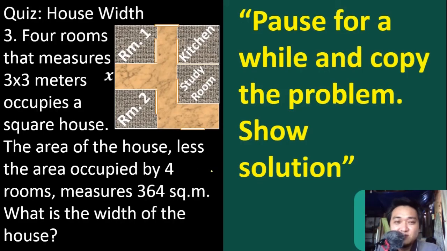For our third home quiz, you're given 4 rooms that measure 3 by 3 meters. Room 1, room 2, kitchen, and study room all have the same measures of 3 by 3 meters. So the 4 rooms that measure 3 by 3 meters occupy a square house. The area of the house less the area occupied by the 4 rooms measures 364 square meters. What will be the width of the house, which is represented by x?